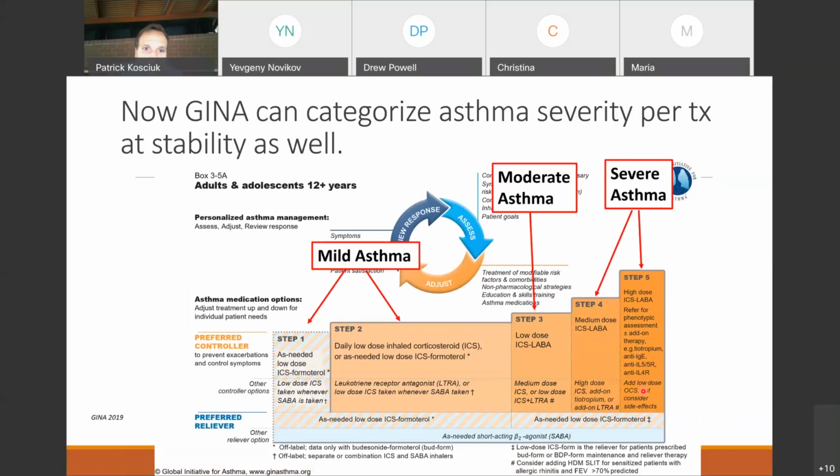People with mild persistent asthma start moving into the step 2 category. This is just low dose inhaled corticosteroid. Moderate asthma is step 3, and severe asthma is once you have someone truly on a medium dose ICS-LABA or anything higher. That's where you start thinking about all these other crazy therapies.